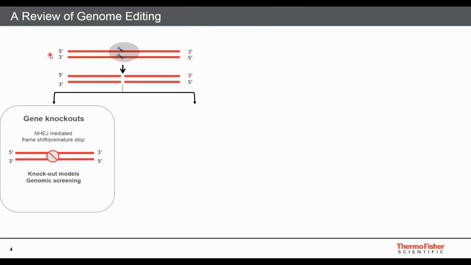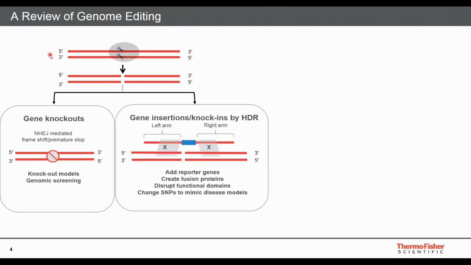If you're looking to do gene knockouts, this is done by non-homologous end joining, which will cause indels, insertions and deletions, that can cause frame shift and premature stop codons in your gene of interest. This is done to produce knockout cell models as well as do genomic screenings.